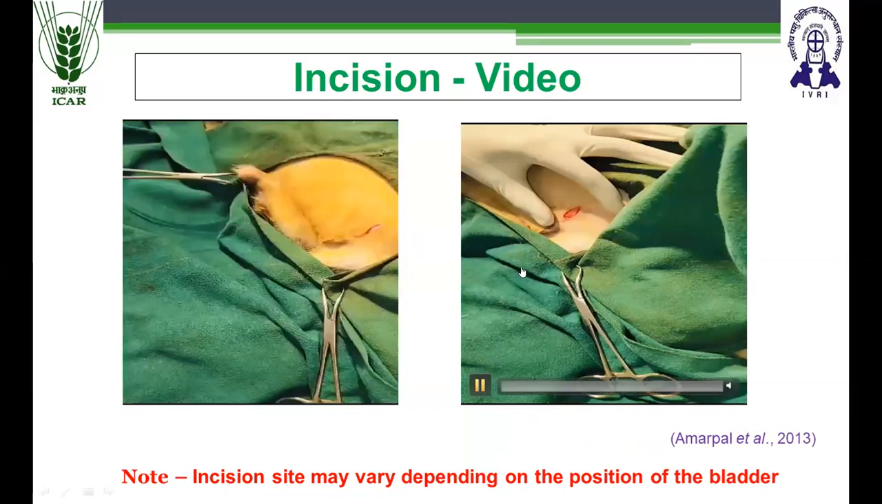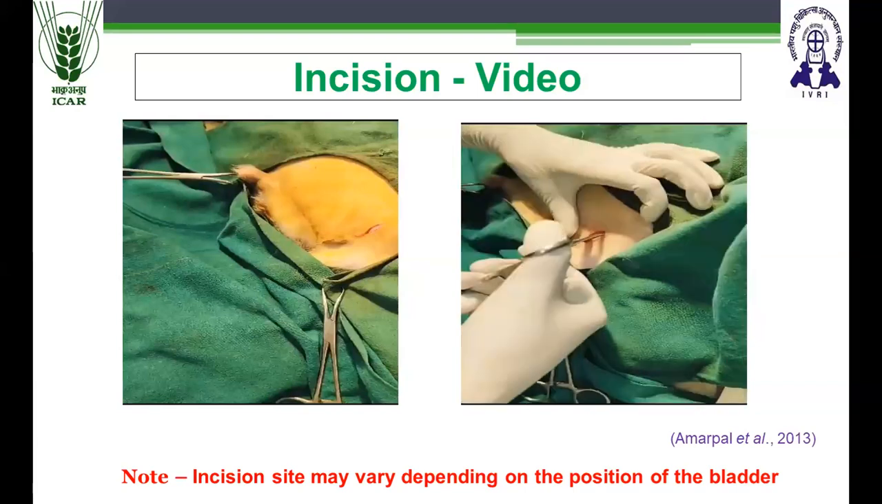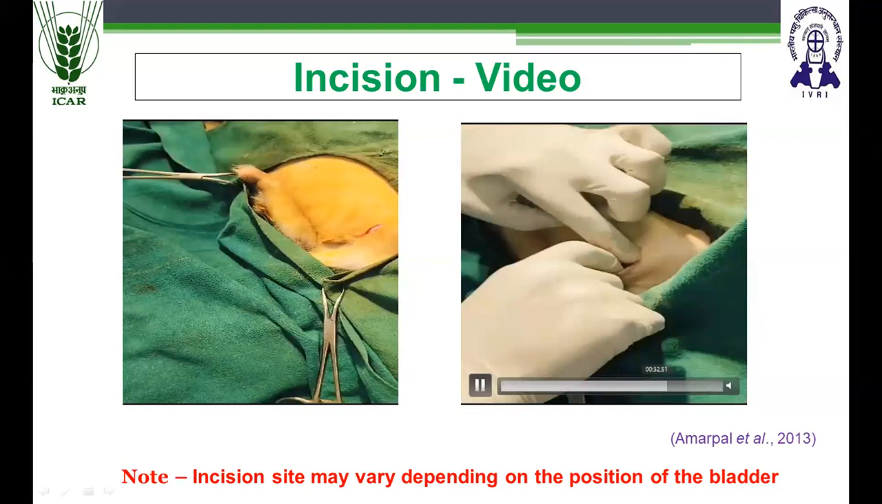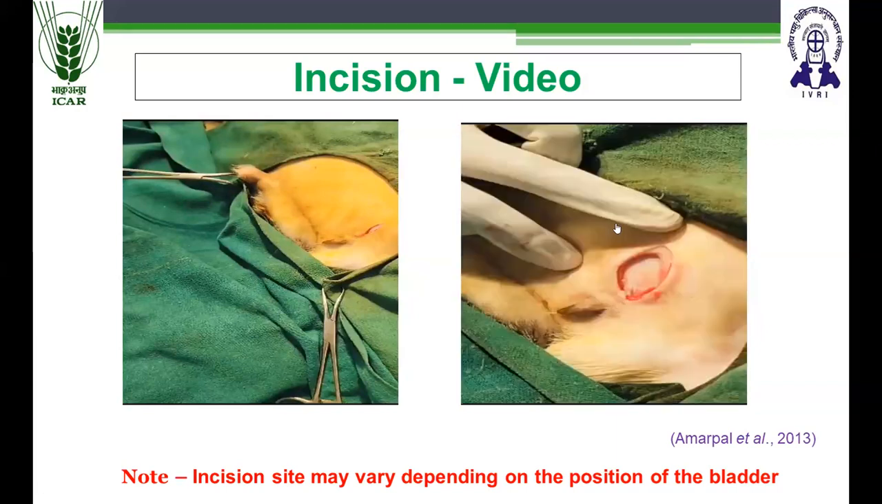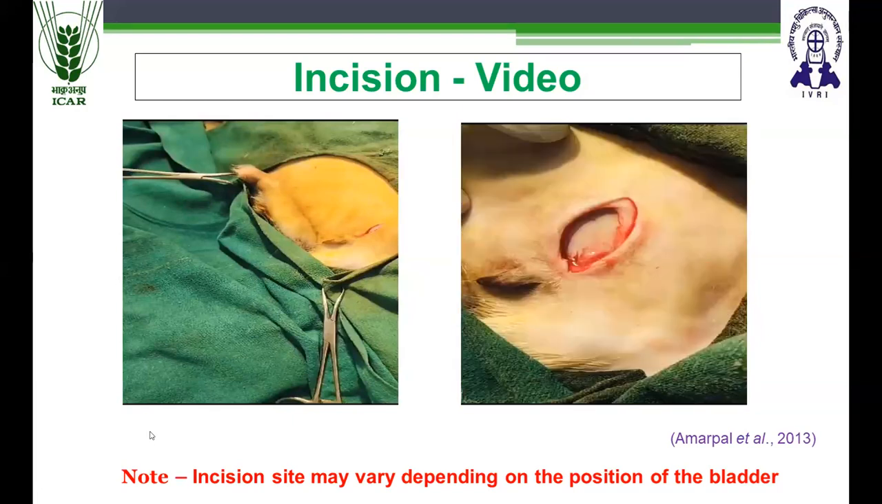After putting the incision, we have to dissect the subcutaneous tissue and muscles. Immediately after dissecting the subcutaneous tissue, we can see the fascia, the abdominal fascia. This is the abdominal fascia. It is better to dissect using scissors.